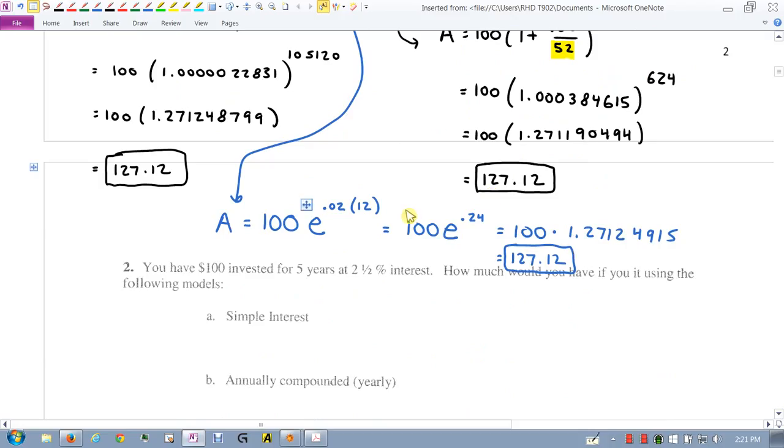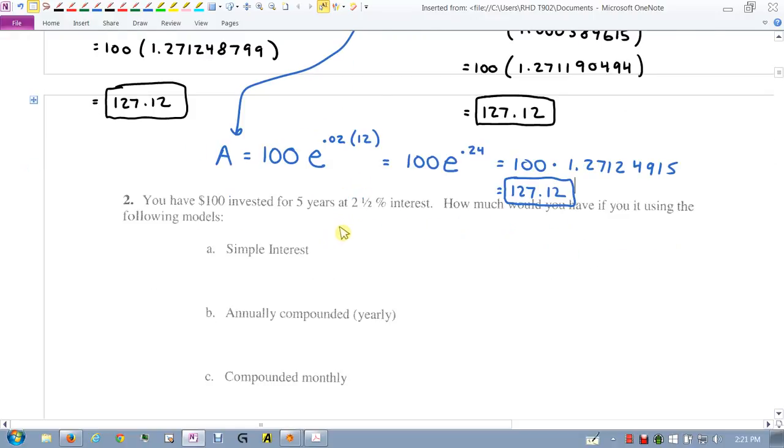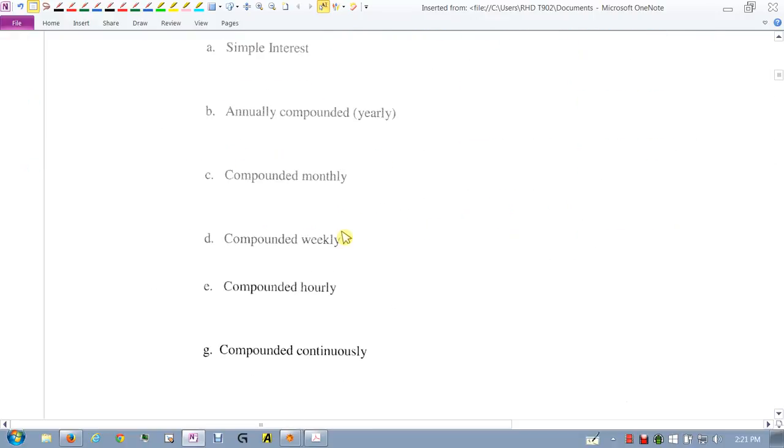And since it doesn't make a big difference in terms of whether we do it hourly or weekly or monthly, this is the one that is used most often, right? It's simple interest with continuously compounding the interest. We won't do the next one because it's just a repeat of everything we just did.